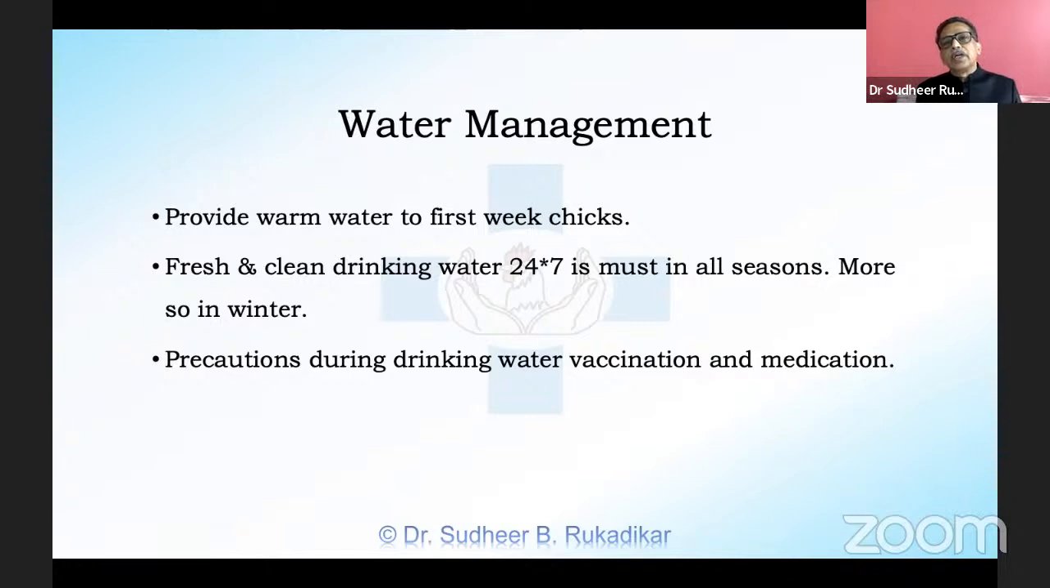And again, we have to keep them without water for some time. We have to make them thirsty, maybe for vaccination, maybe for medication. For them to completely consume that medicated, vaccinated water, we have to take precaution to starve them of water, maybe for 2 hours, 3 hours, depending on season. And then we have to give this in lower quantity of water so that they consume the complete medicine or complete vaccine. Otherwise, it will be only on paper and effectivity of vaccination will be very low. So these precautions we must take.